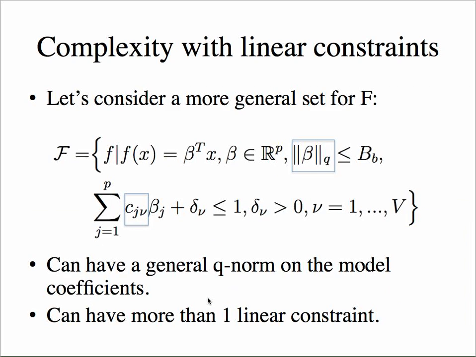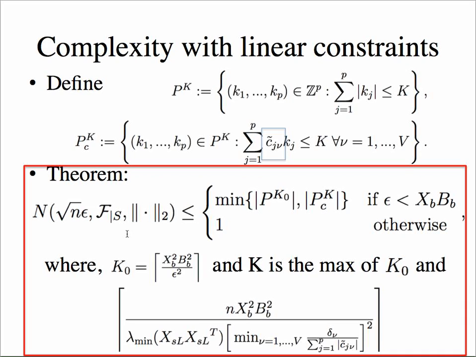Let's consider a more general set for f, where we replace the 2 norm constraint with a q norm constraint, and we also replace a single linear constraint with multiple linear constraints, in fact v such linear constraints, parameterized by parameters c j nu. In this case, before we come up with an upper bound on the covering number, we want to define two polytopes. The first polytope is an integer polytope. In a p-dimensional space, its elements are p-tuple integers such that their absolute values sum up to less than or equal to k. The second polytope P c k is a subset of the first polytope. It is all those points in the first polytope such that they also satisfy v number of linear constraints parameterized by c tilde j nu.